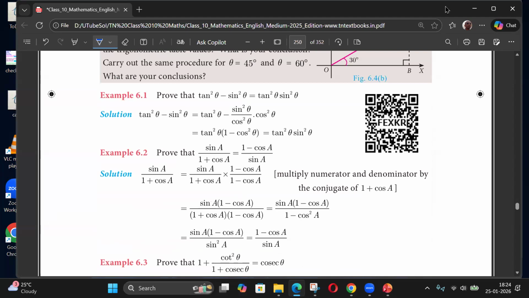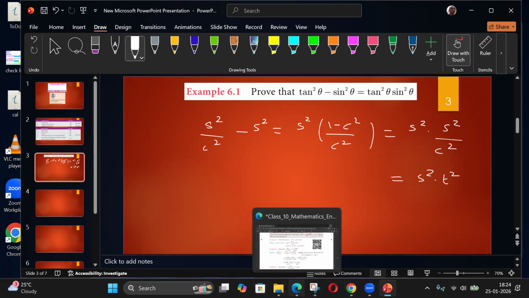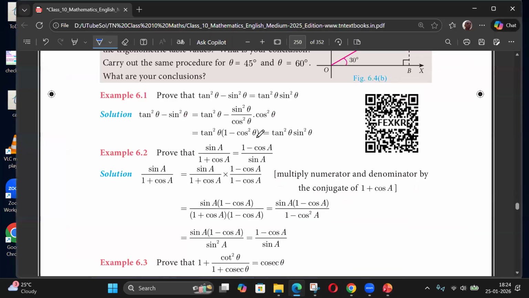There are multiple ways of doing it. I just write everything into sine and cos. So tan I wrote as sine by cos. So it becomes sine square by cos square. Then sine square take it outside, and 1 minus cos square, then minus 1 by cos square.